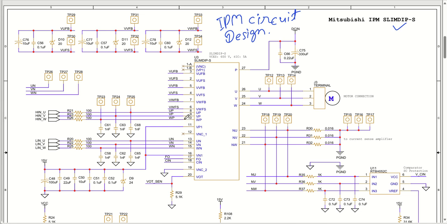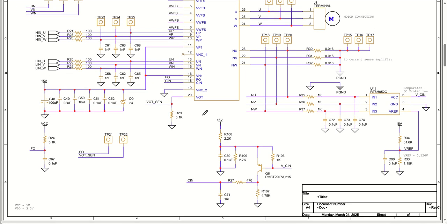So what we'll do is try to understand the importance of IPM, what the different terminals are and what their uses are, and how the circuit has been designed one by one. Before that, we'll try to understand the motivation for IPM and its applications.